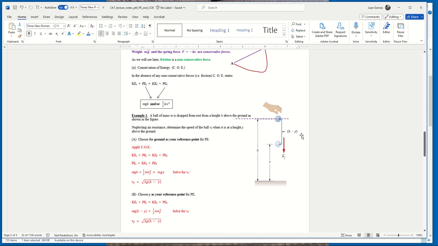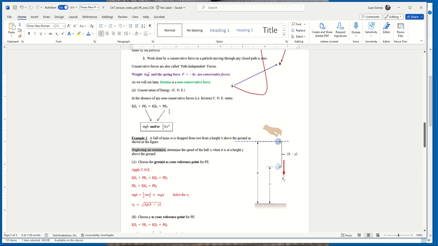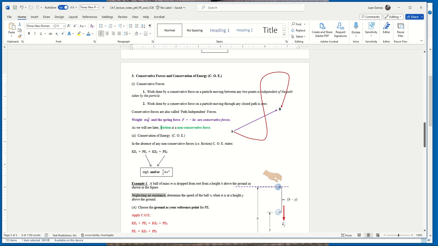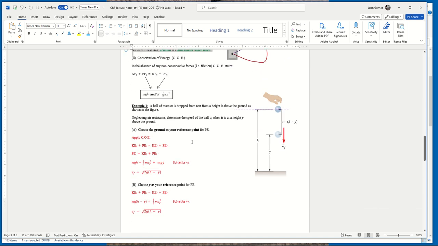So let's look at one example. Here in this figure, we have a ball of mass m dropped from rest from a height h above the ground, as shown in the figure. And we always neglect air resistance. Well, not always, but in this case I'm telling you, neglect air resistance. Air resistance is a type of friction, which we're going to worry about when the time comes in the next lecture. So right now, no friction.